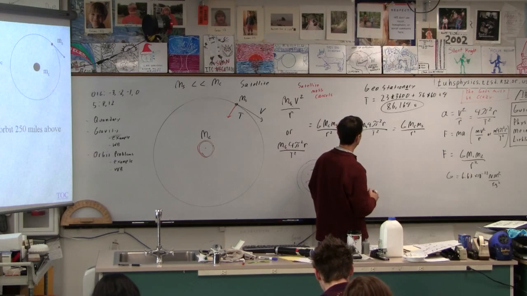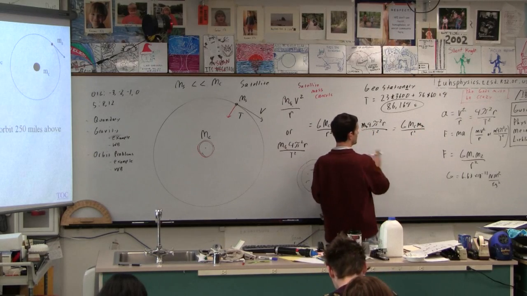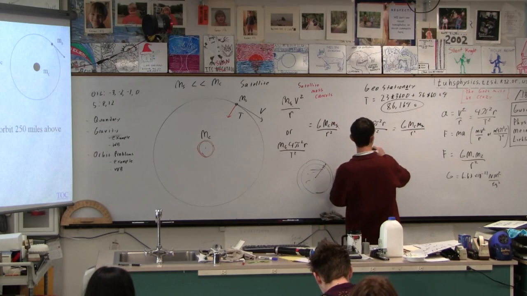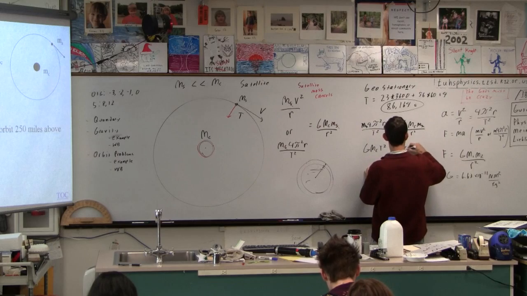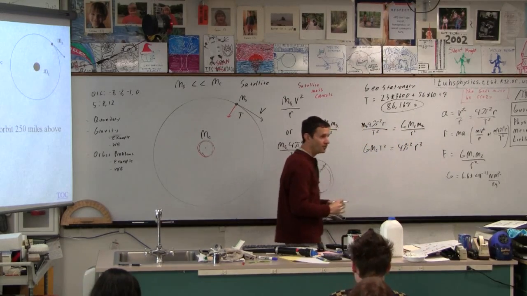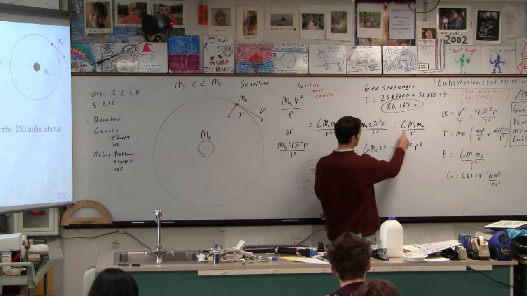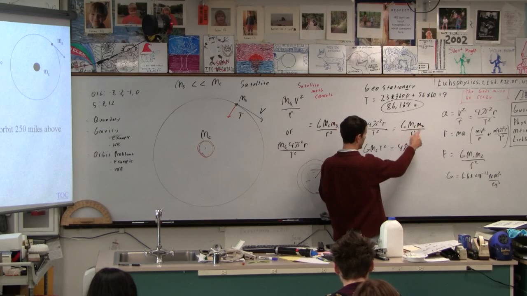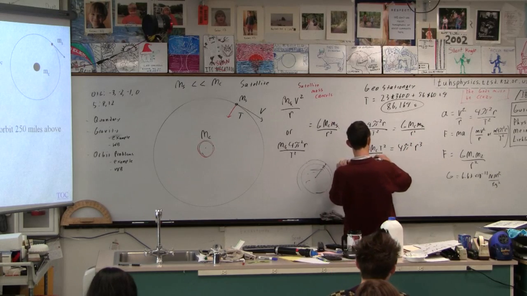What do we do? Yeah, let's get rid of these. That makes me happy. And then I think in general we cross multiply, don't we? If you've forgotten, G M c T squared equals 4 pi squared r to the third. Holy cube root, Batman. Right, so you just do what the math teachers taught you to do. This times this, and then divide by 4 pi squared.